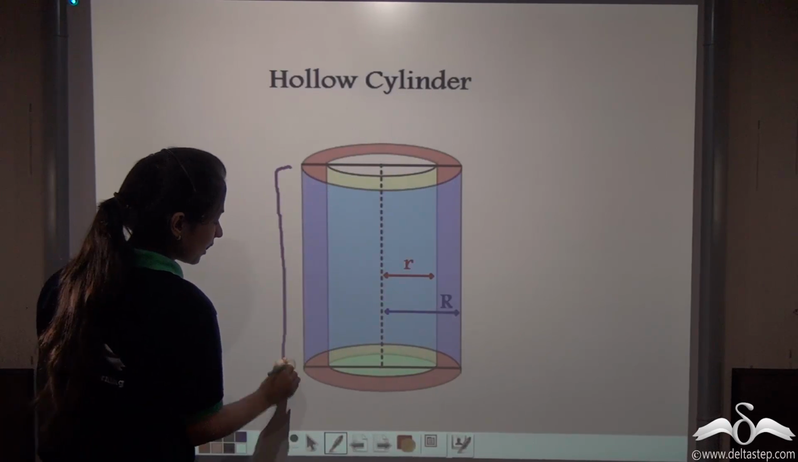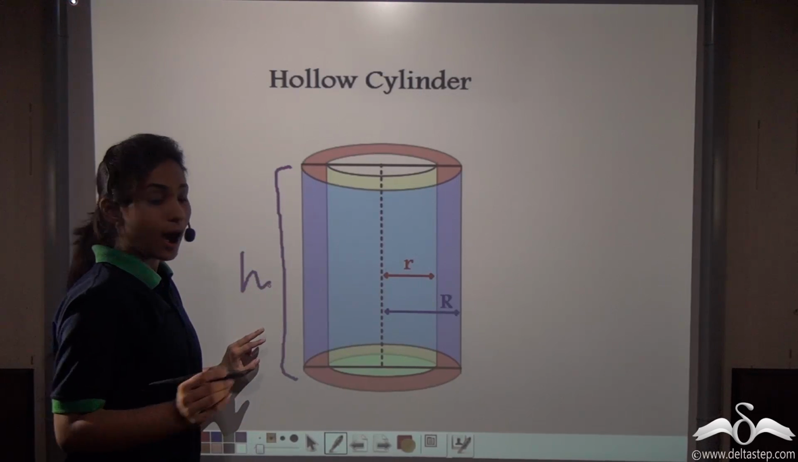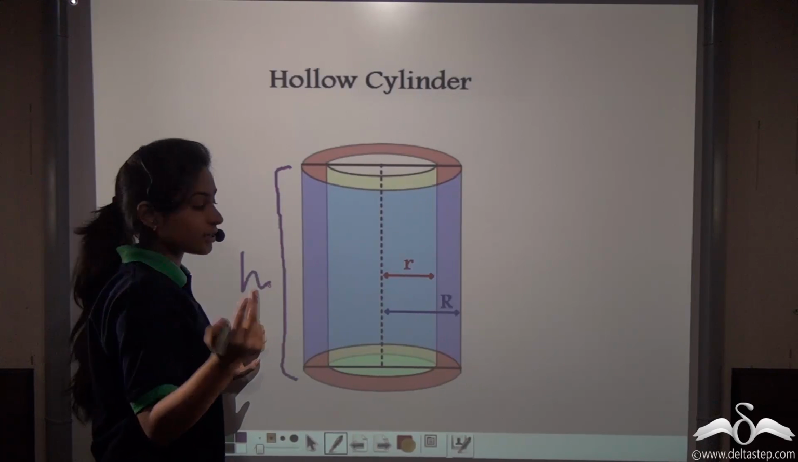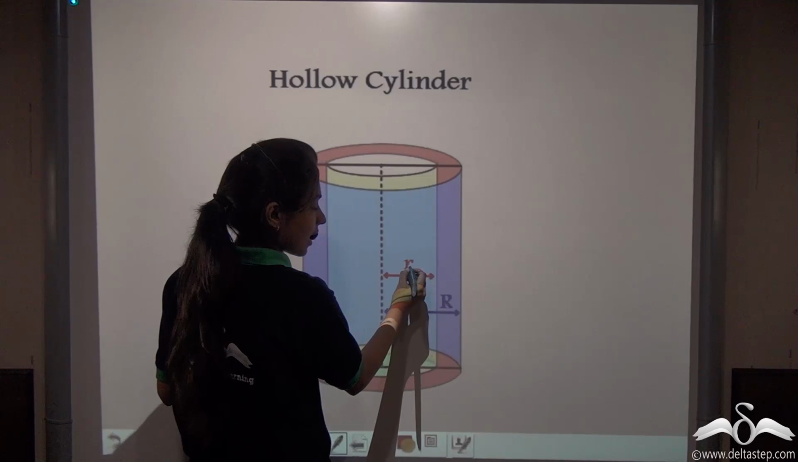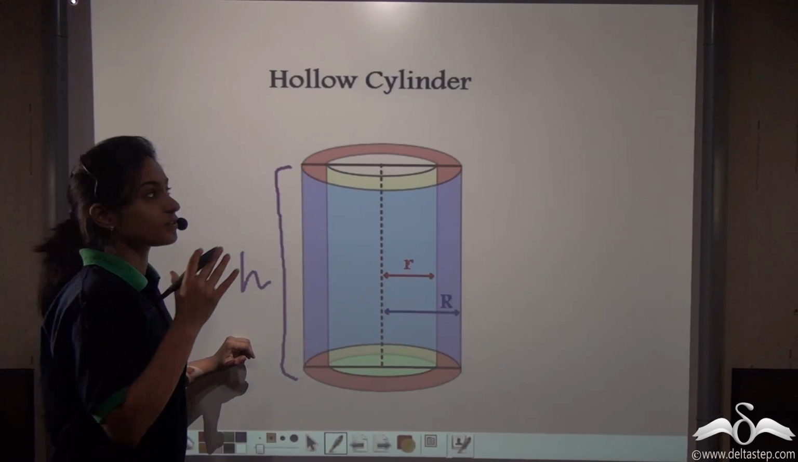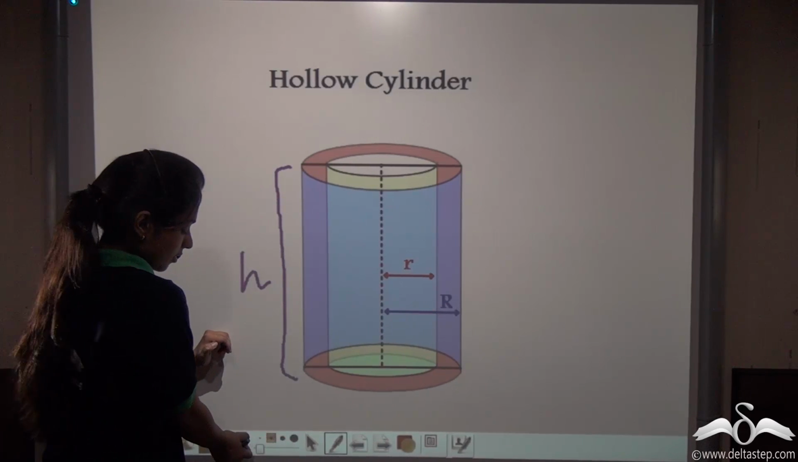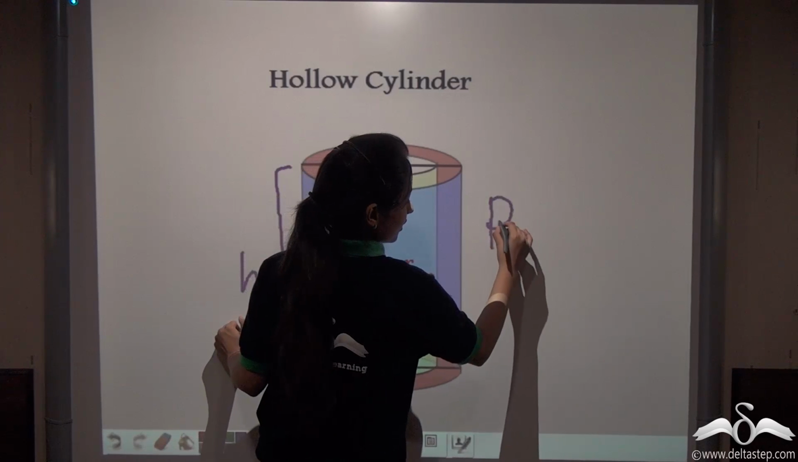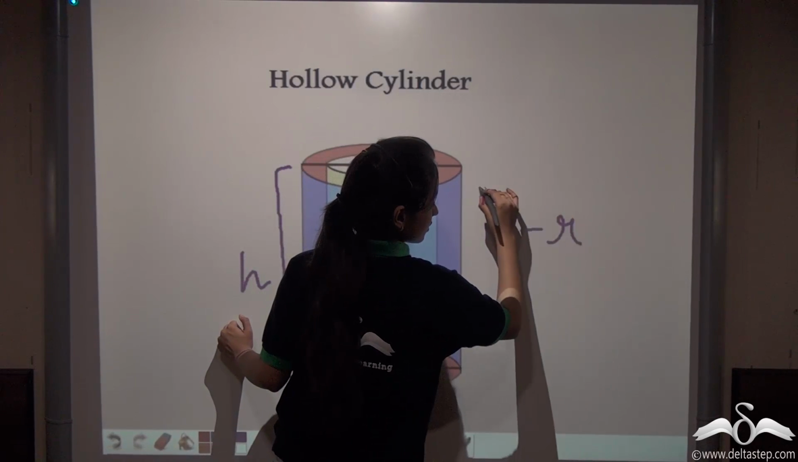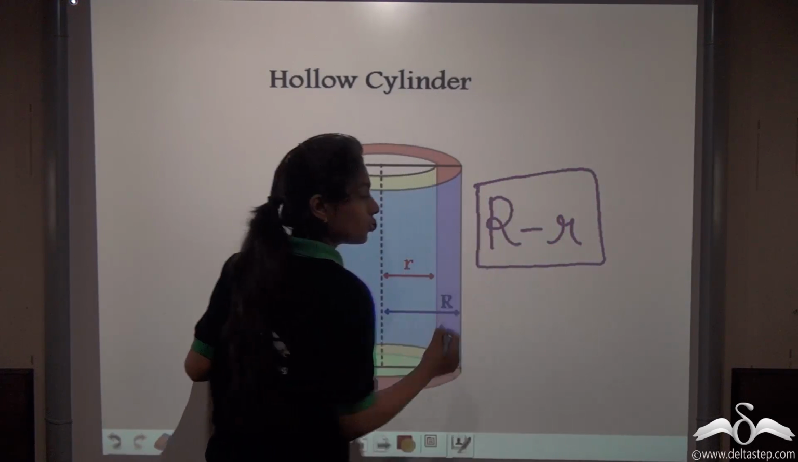It has the same height and it contains two kinds of radius, that is the external radius and internal radius, and the thickness of this hollow cylinder can be denoted by external radius minus internal radius. This is the thickness of a hollow cylinder.